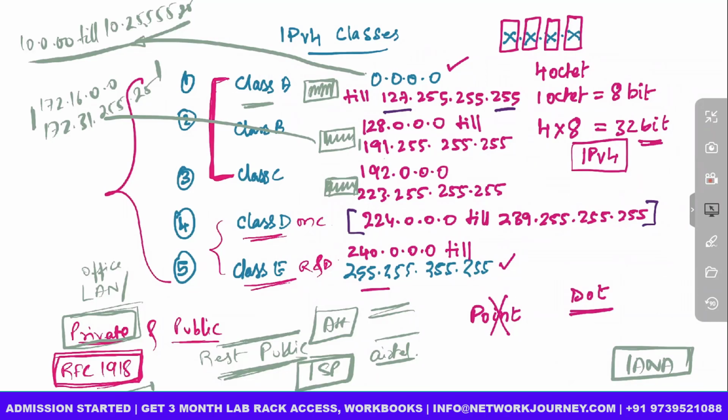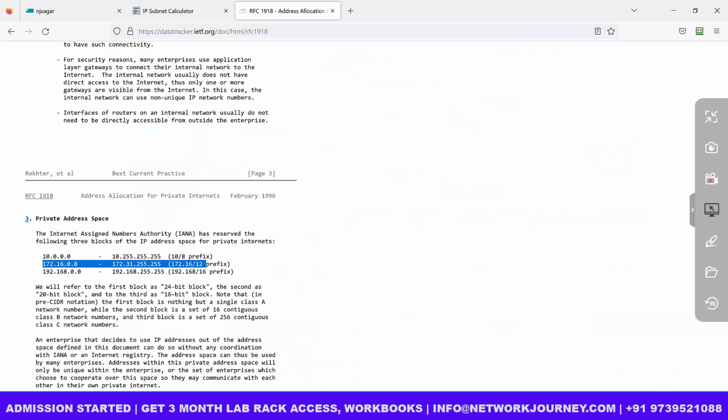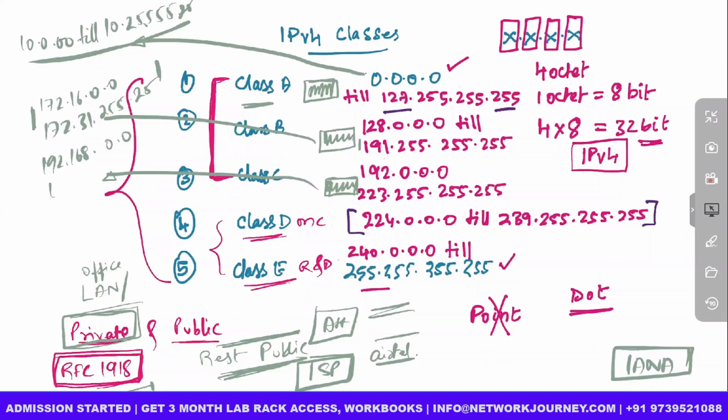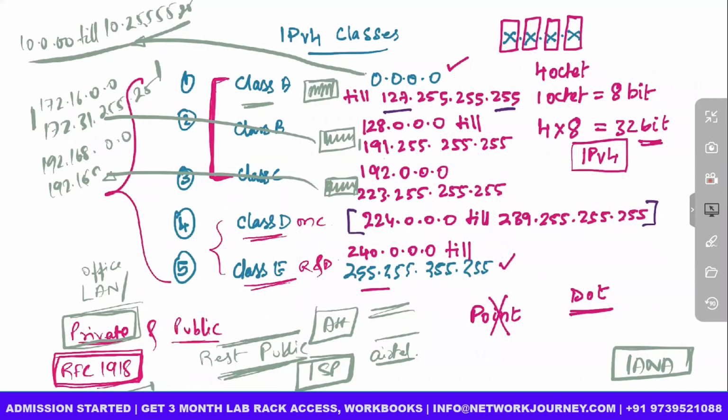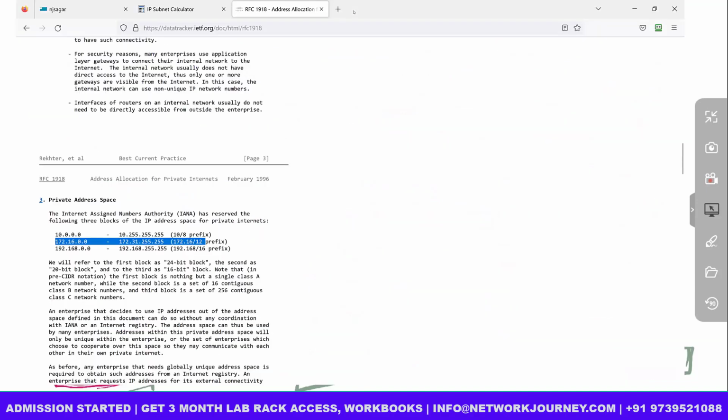I'll talk about this, but before that, let me write the class C IP range, which is 192.168. So this is the range here. The complete block 192.168.0.0 to 192.168.255.255. So you have a very small number of IPs in class C, but that is sufficient. You don't need too many here. Okay, and I was talking about IANA.